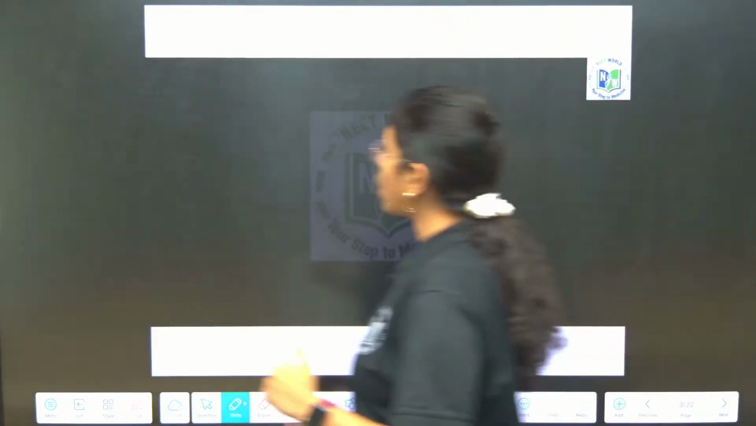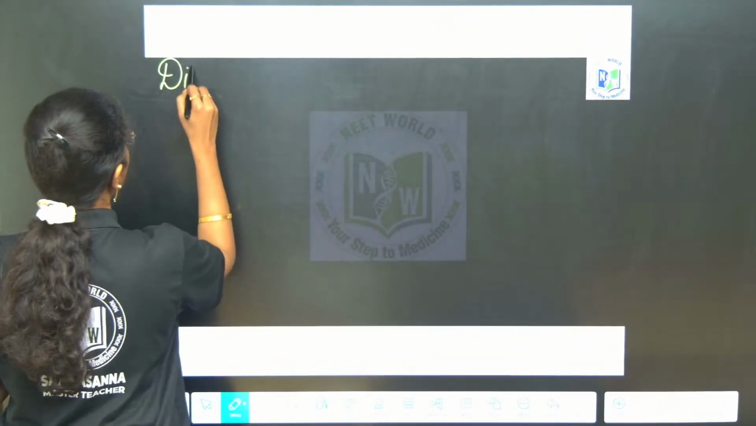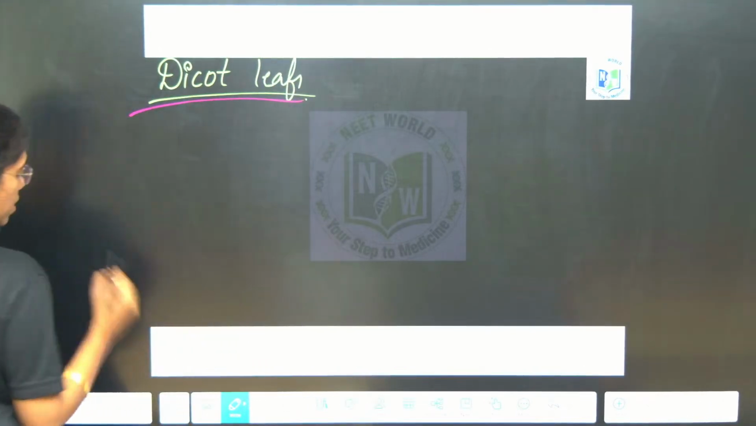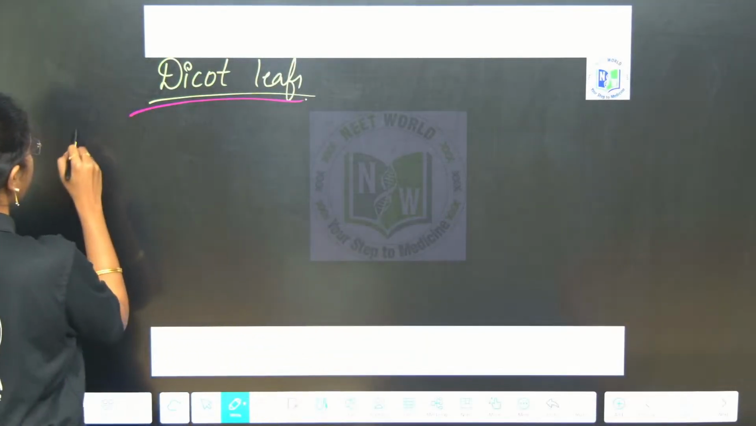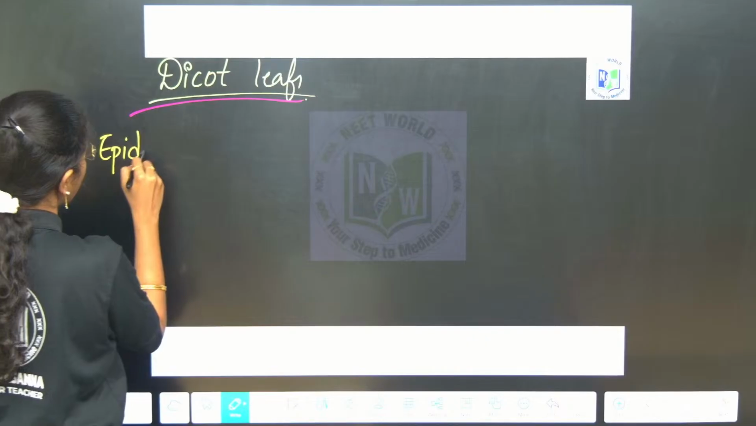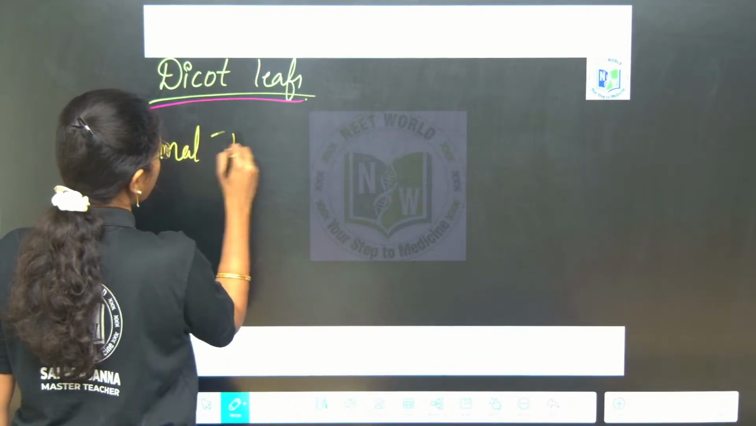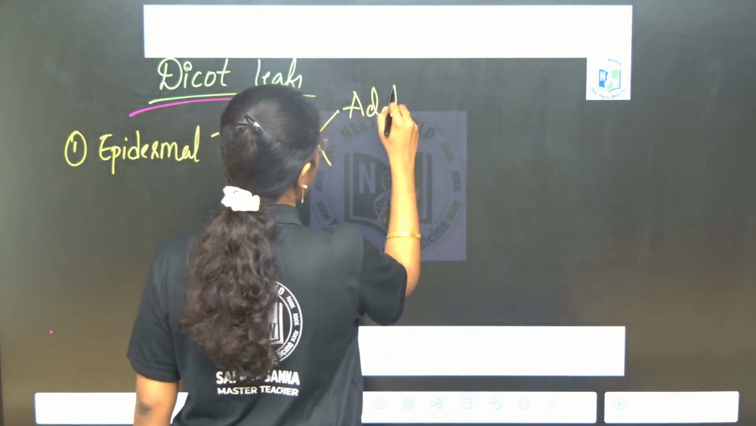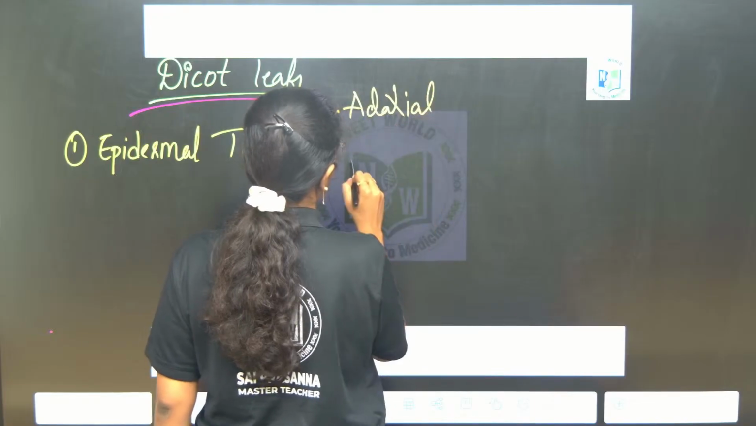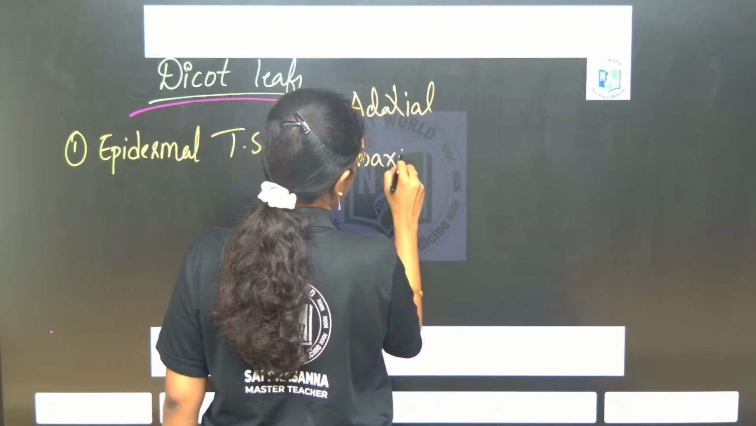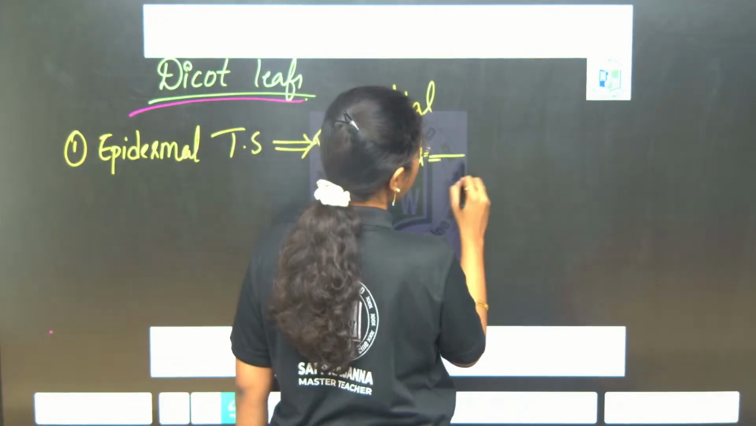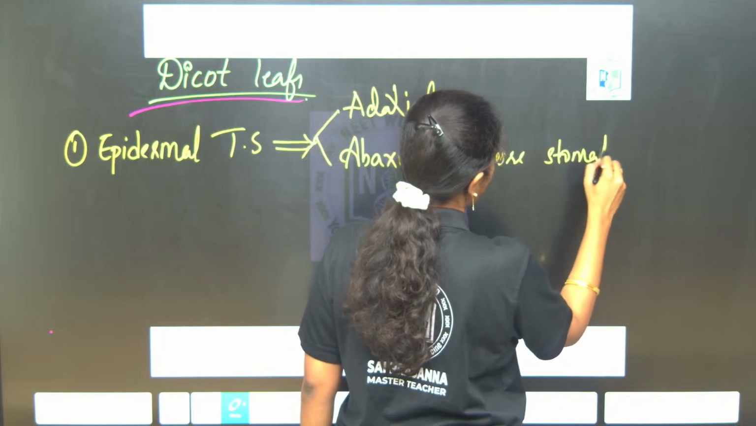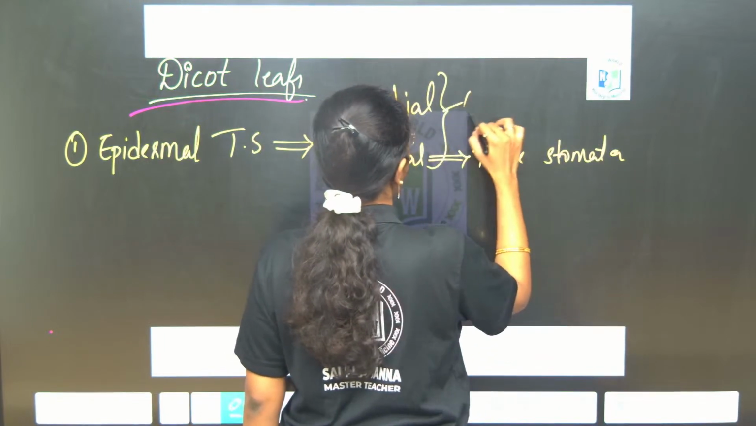Okay, so in a dicot leaf, now you tell me, just roughly I will write, first is what? Epidermal tissue system. Consists of what? Adaxial and abaxial epidermis. Here in the abaxial you have more number of stomata, and both of them are cuticularized.